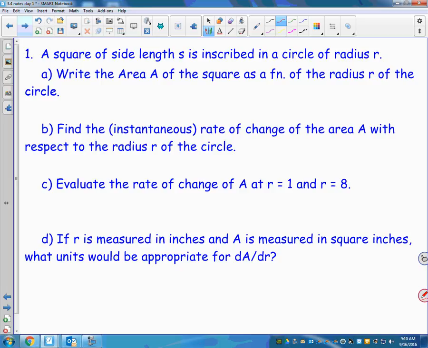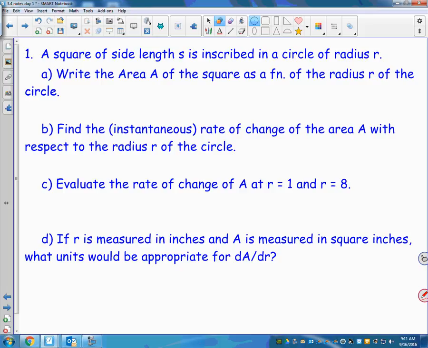It says a square of side length x is inscribed in a circle of radius r. Write the area A of the square as a function of the radius r of the circle. First of all, what does it mean to say that a square is inscribed? The square is inscribed inside.